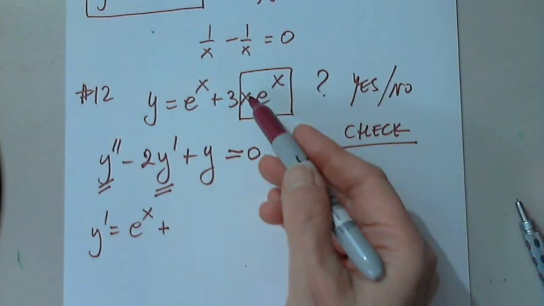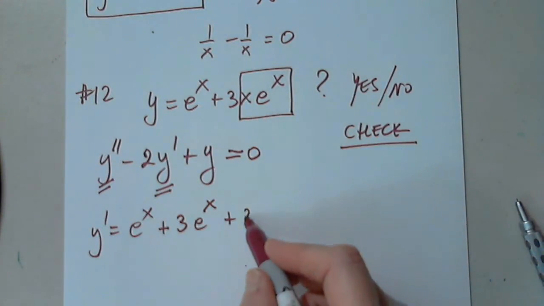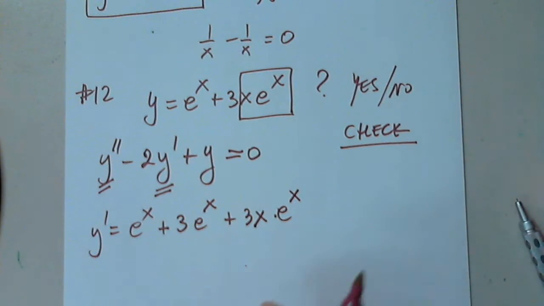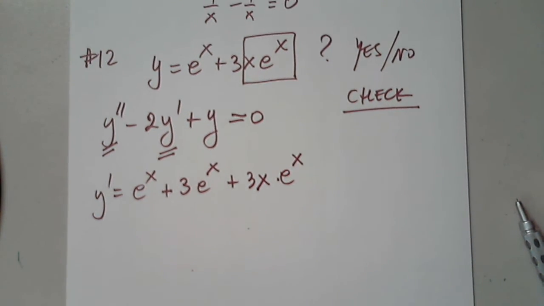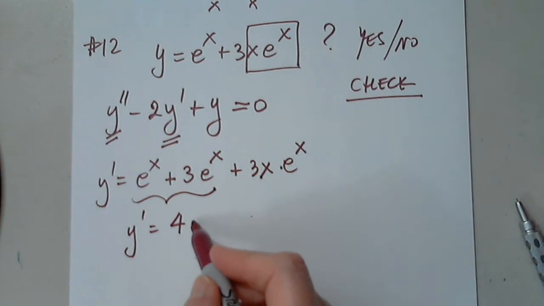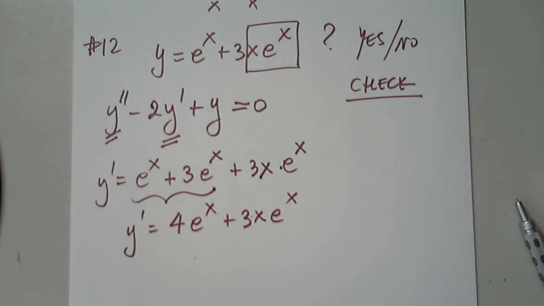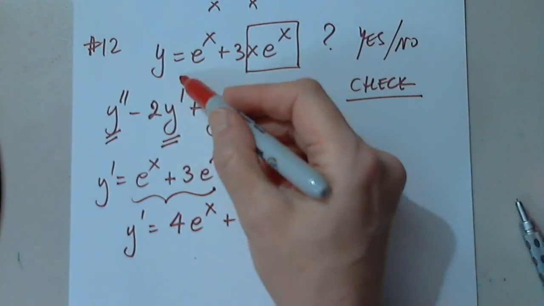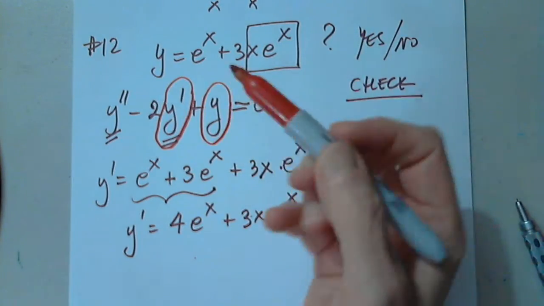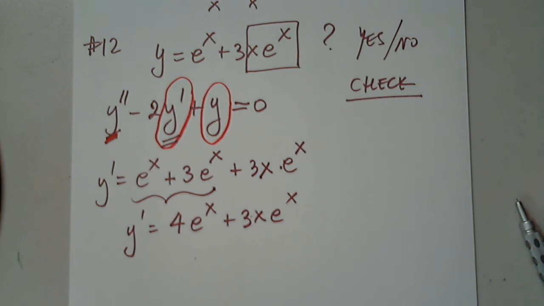So plus the first function prime is 3 times e to the x, plus the first function times the second one prime, which is still e to the x. I see that these can be combined, and I write y prime equals 4 e to the x plus 3x e to the x. So what do I have for now? I have this. I will replace it in a minute. I have this because I have the given function, but I am still working on the second derivative.